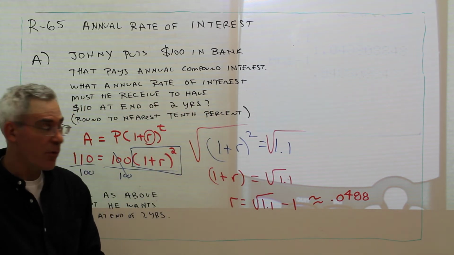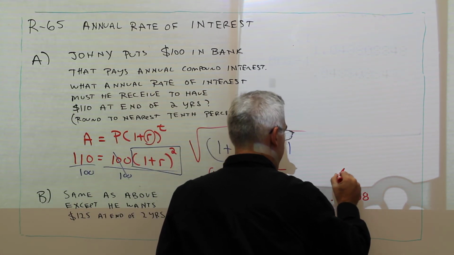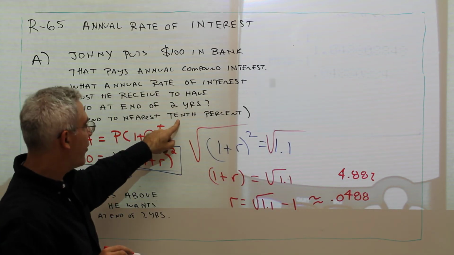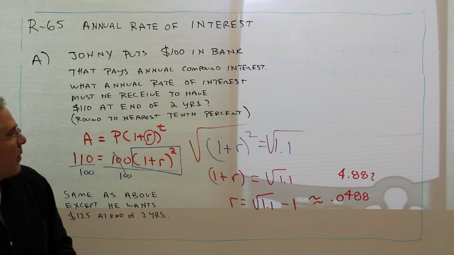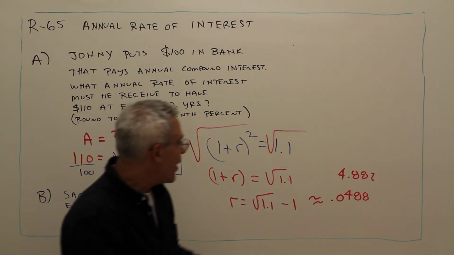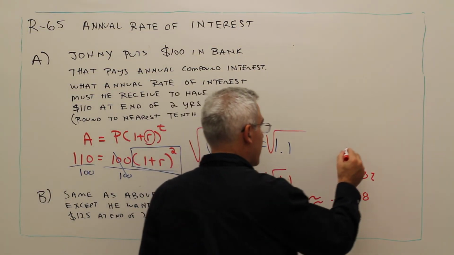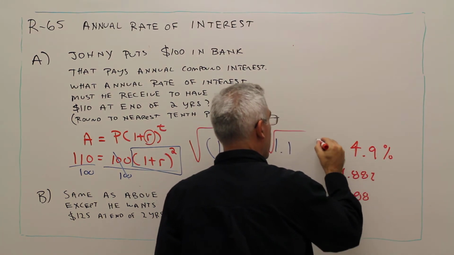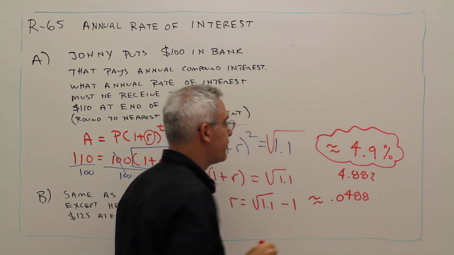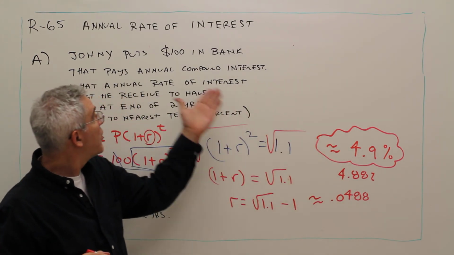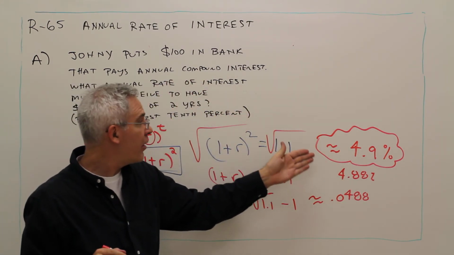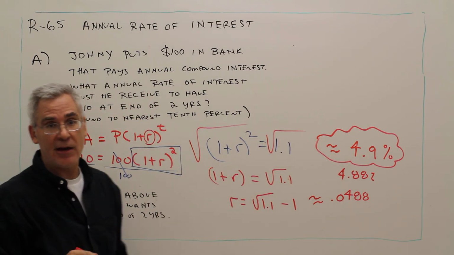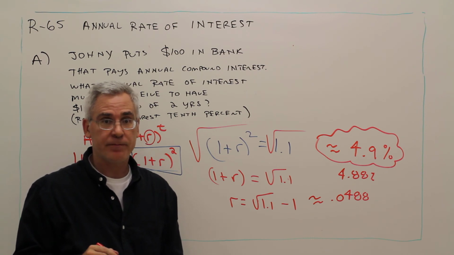Let's convert that to a percent. 4.88%. And they said to round to the nearest tenth, that would be 4.9%. So that's the answer. Johnny would need the bank to pay an annual interest rate of about 4.9% to get $110 at the end of 2 years.